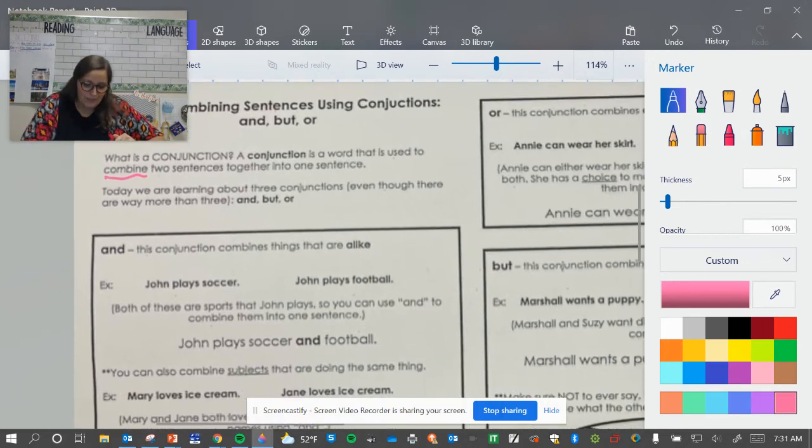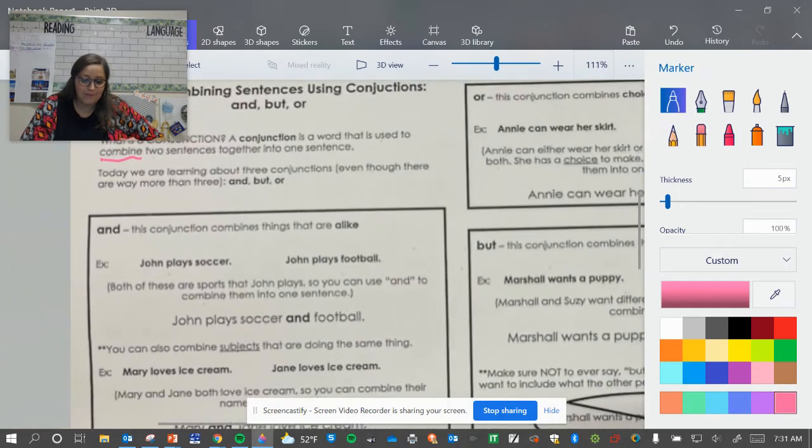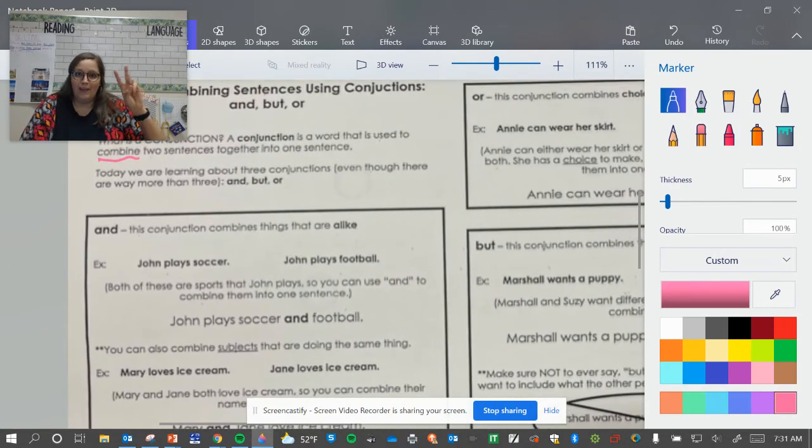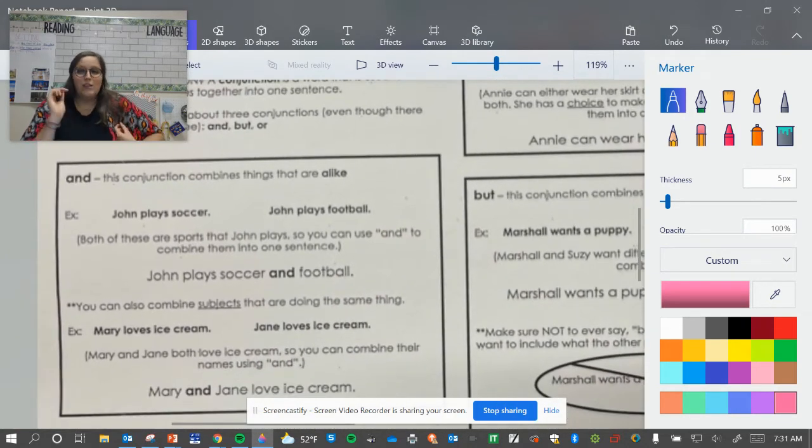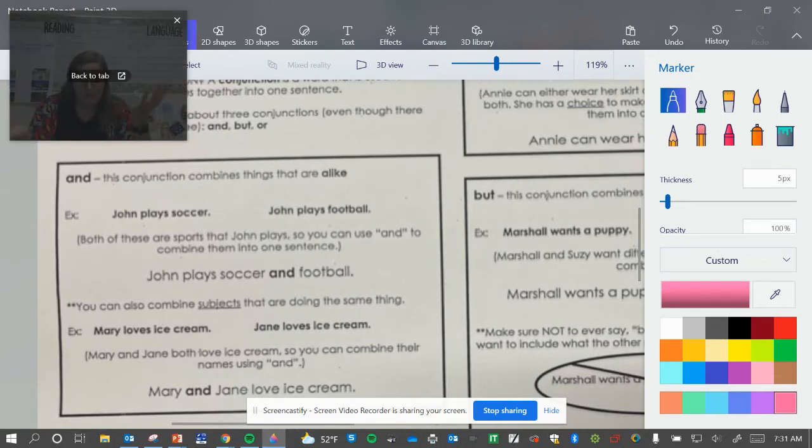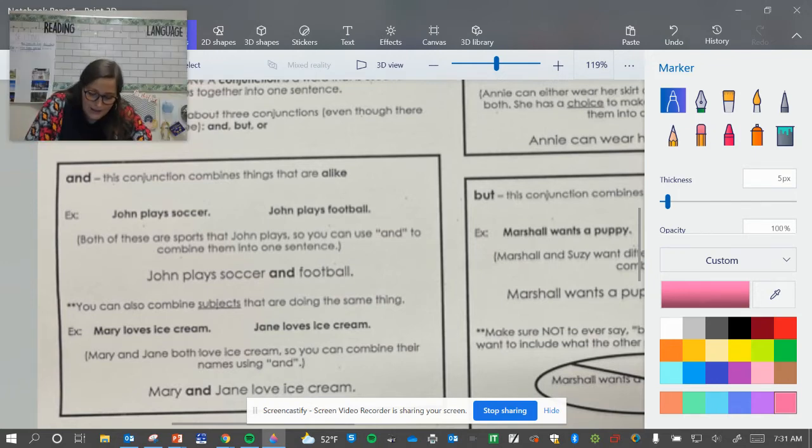So today we're learning about three, even though there are way more than three, and they're and, but, and or. Each of those conjunctions serves a very specific purpose. So we're going to talk about when we would use each of them. We would use and to combine things that are alike. I want you to go ahead and put a box around alike and a box around and.